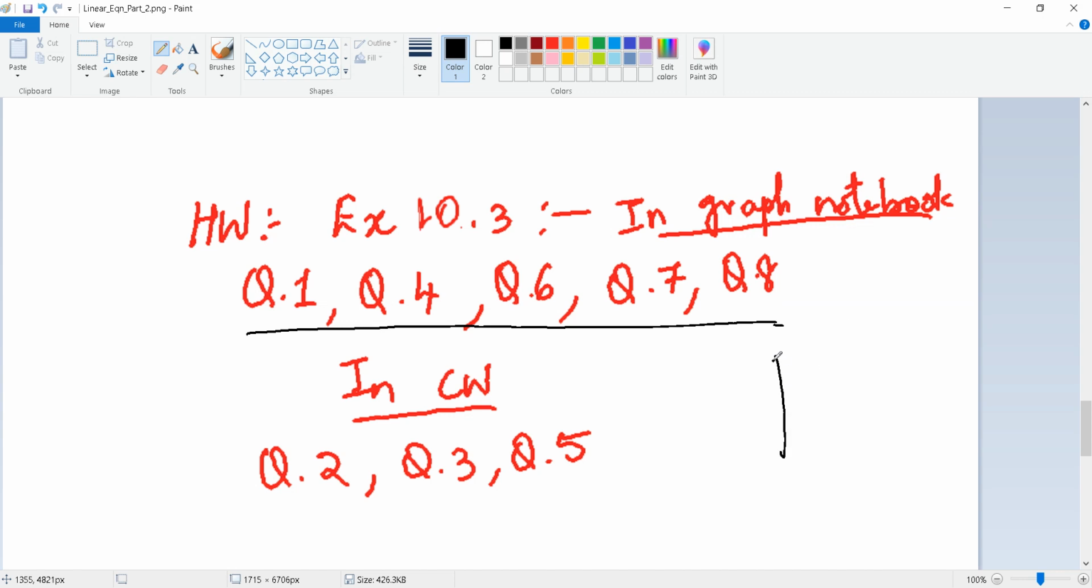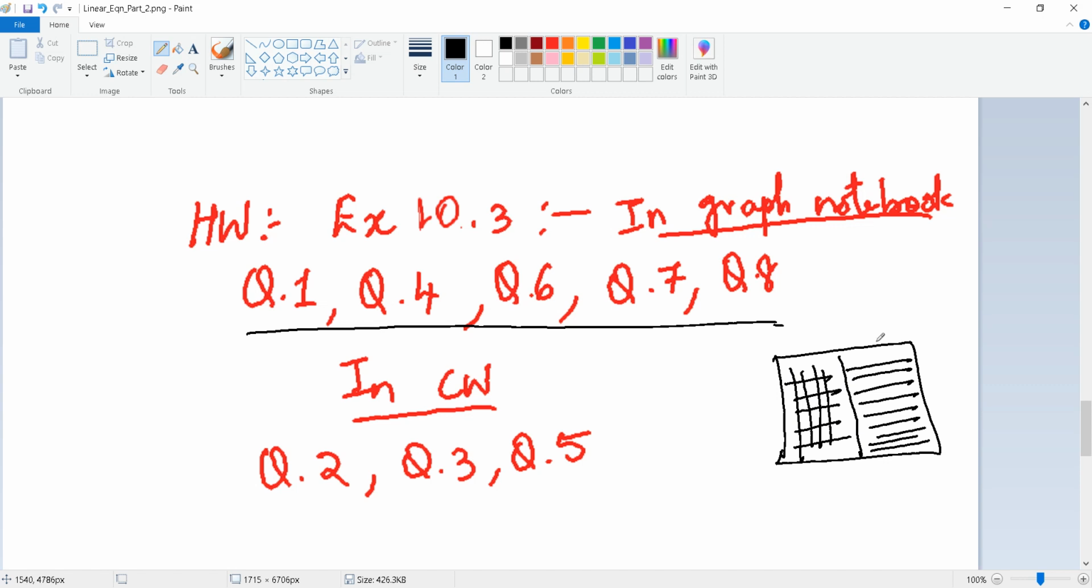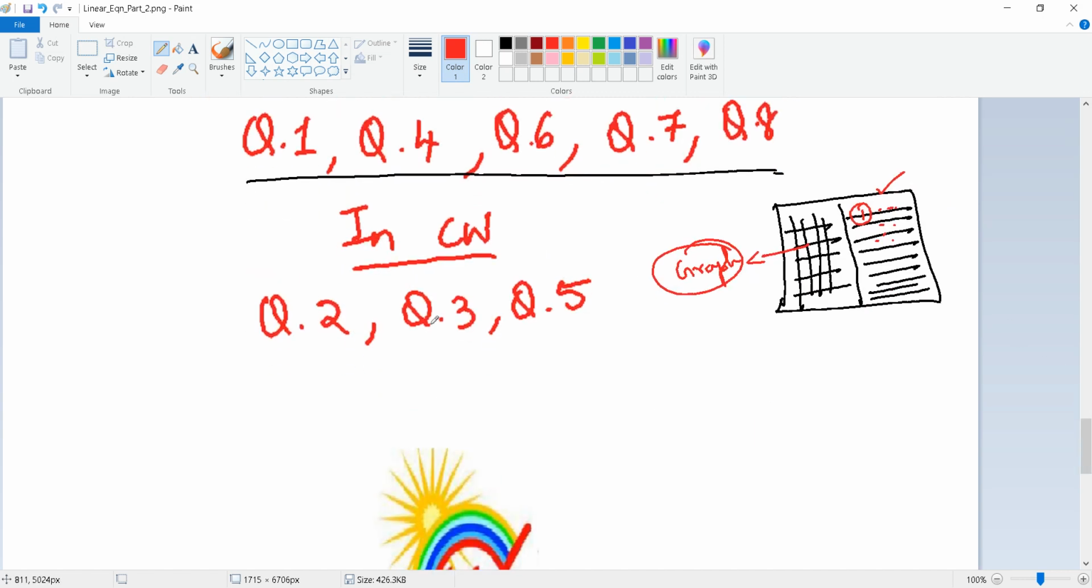If you have a graph book, this is how it will be. You will have the ruled sheet over here and the graph over here, right? So open the notebook. If you are writing question number 1 over here, write down the question, and the graph of question number 1 should be drawn next to it. Don't change the page, don't do it on the next page, do it here itself. The question over here, and on the same page next to it should be the graph. The remaining questions, 2, 3 and 5, you can do in your classwork.